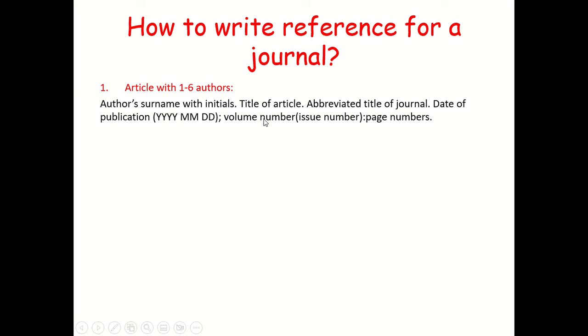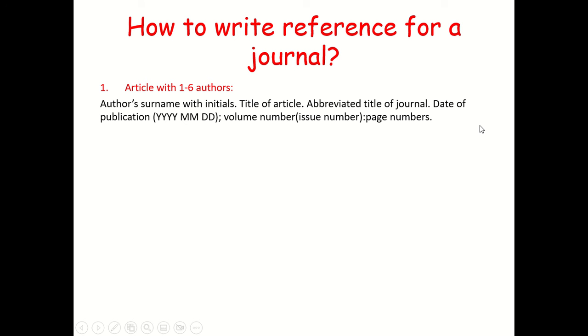You can write the full date or year and month, then semicolon, volume number in bracket. You don't have to give any space over here, immediately you have to write a bracket, issue number, close the bracket, colon, and page numbers. Okay, now many a times it is the requirement of the journals to write the DOI number at the end.